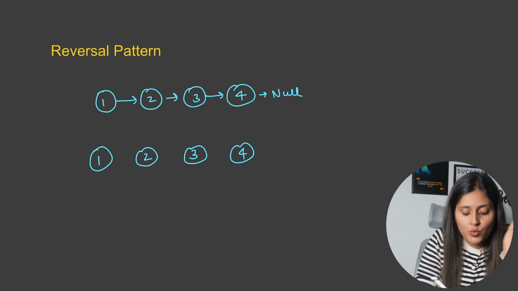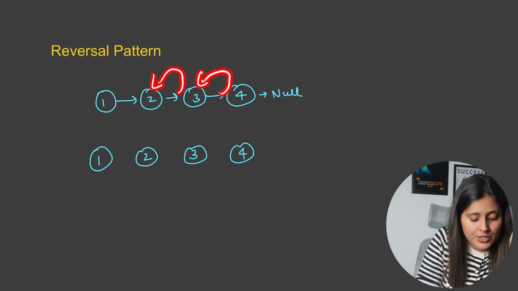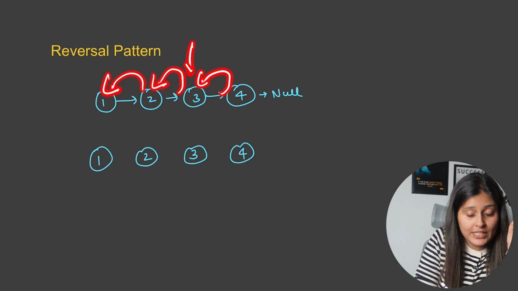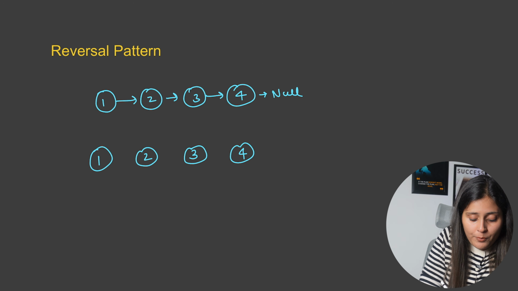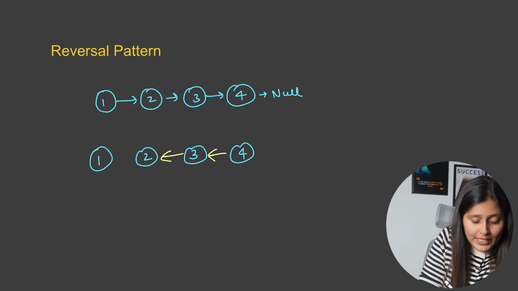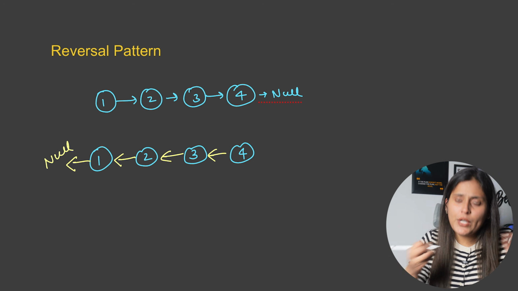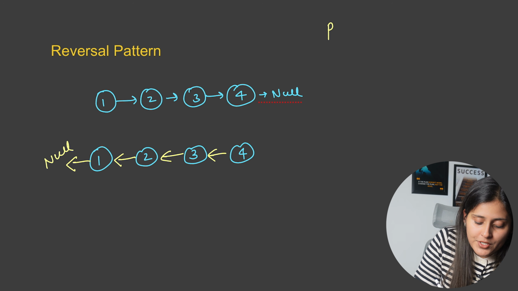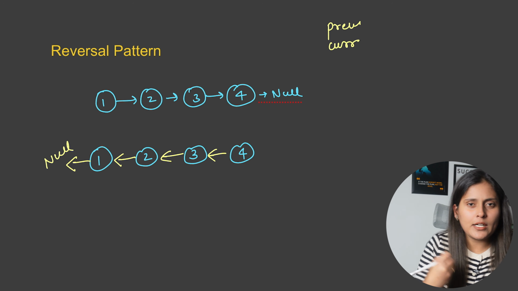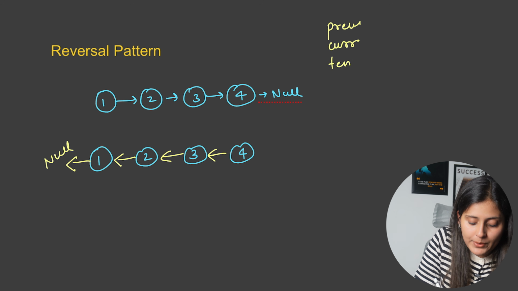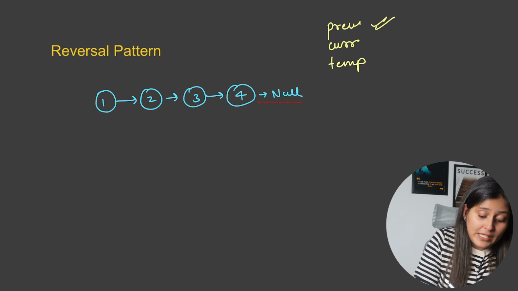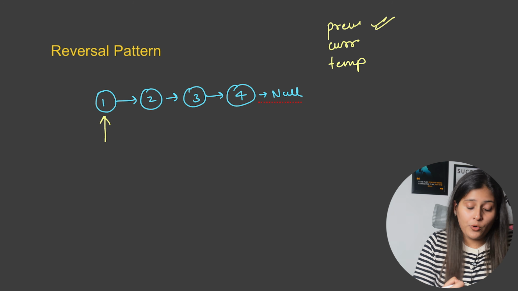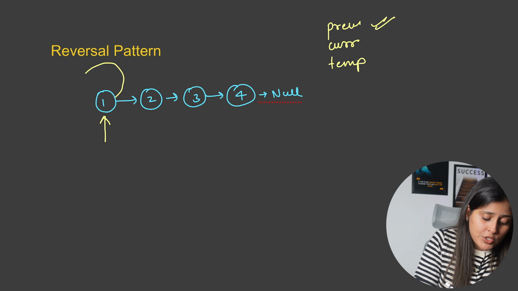And reversal means you have to reverse the nodes in the backward direction such that if someone is standing at 3, they cannot go to 4. They can only move to 2. So after reversal, your pointers will look like this: 4 will point to 3, 3 will point to 2, 2 will point to 1 and 1 will point to null. So here we use 3 pointers. The very first is the previous pointer, then we will use the current pointer and a temporary pointer. What are all these pointers? The previous pointer will take care of the previous node. So suppose we are at node 1 and we want its next to point to null.